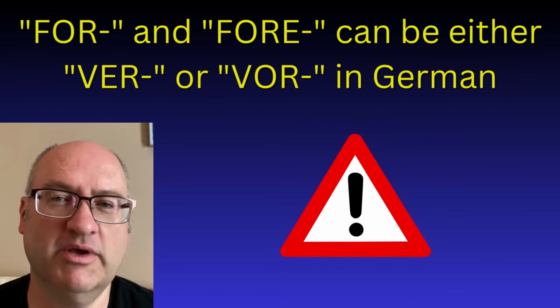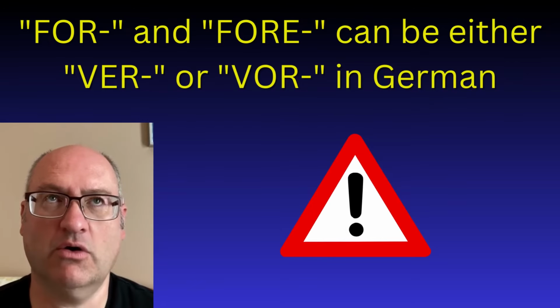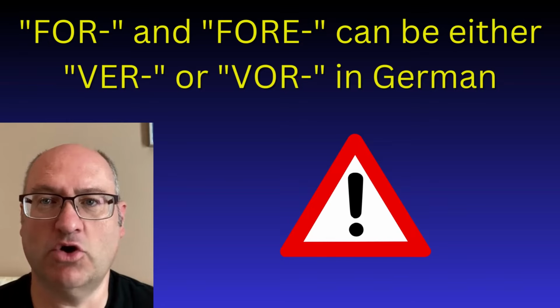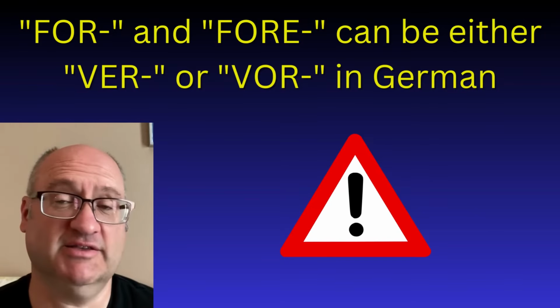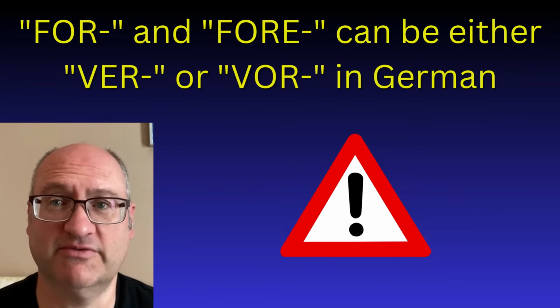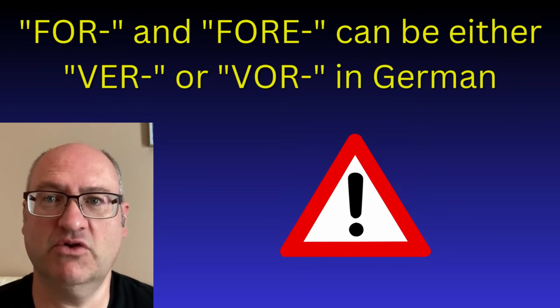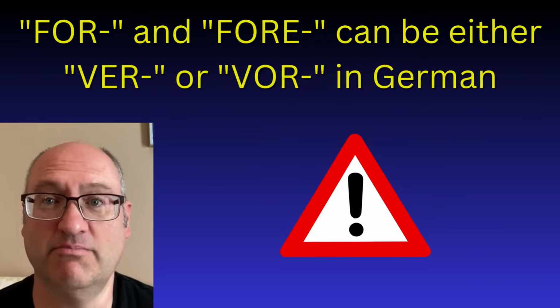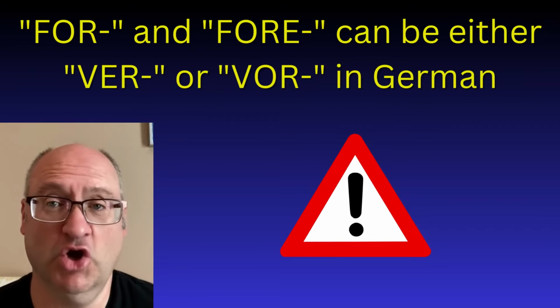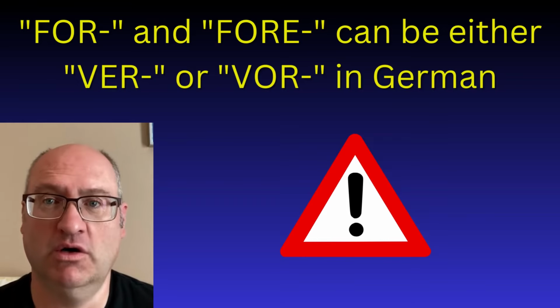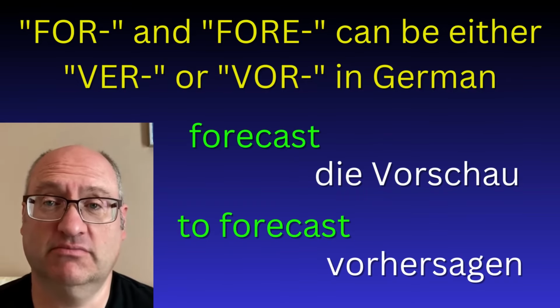Be careful though, because in English, for and fore do pull double duty. They don't always translate into German as ver. So for instance, sometimes for means before and to looking into the future, and they're better translated with the German prefix vor, for, as in forecast.